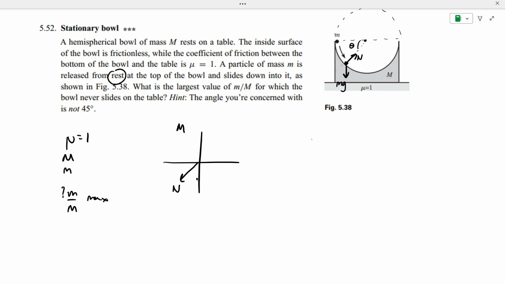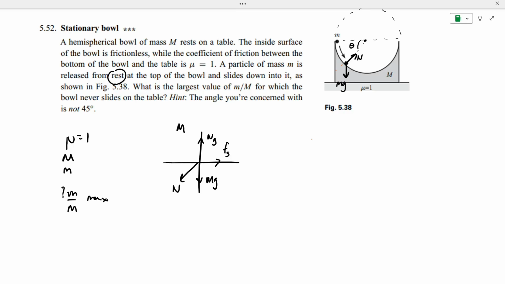And then also, of course, it has the gravitational force acting downward. It has a normal force from the ground acting upward. And then, finally, it has the static friction acting over here.